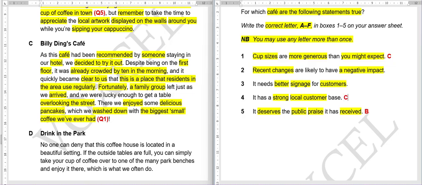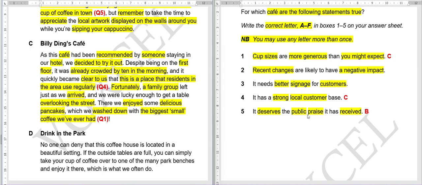Yes. It is also mentioned in this particular text where it is written, yes, this is a place that residents in the area use regularly. So who are residents? People who live at a particular place are called residents of that place. So local people, basically local customers. If they are buying something from a shop, they become customers, and if they live there, they become local customers. So this is the place they use regularly, so it has a strong local customer base.